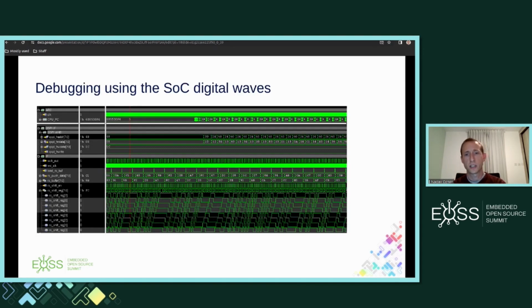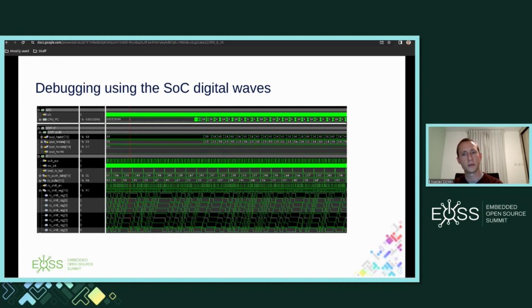Here is a screenshot taken from the hardware simulator. The hardware emulator gives the same view. We can see here, for example, the digital waves of the QSPI lines, which are connected to QSPI NOR flash. We can also see the CPU clock, the CPU PC register, and more. This allows us to debug complex bugs, which are hard or impossible to debug using JTAG.